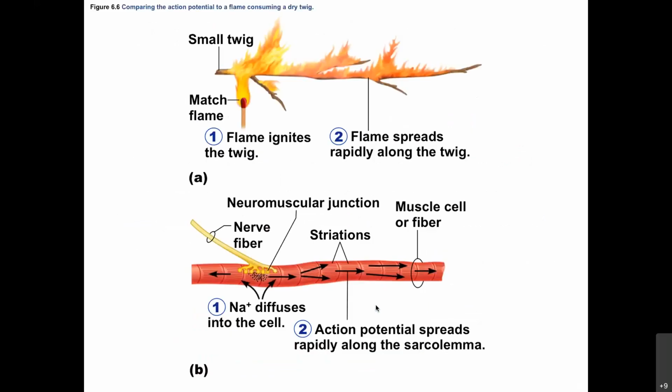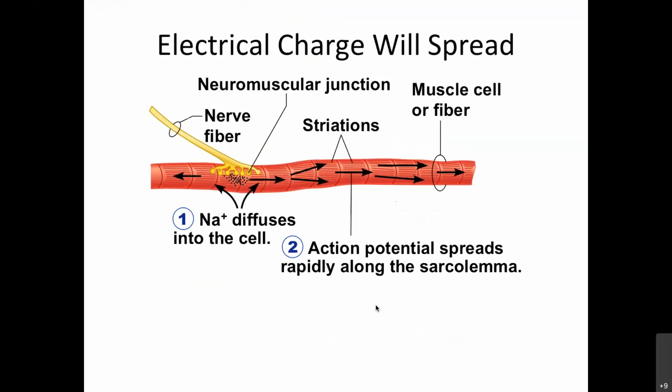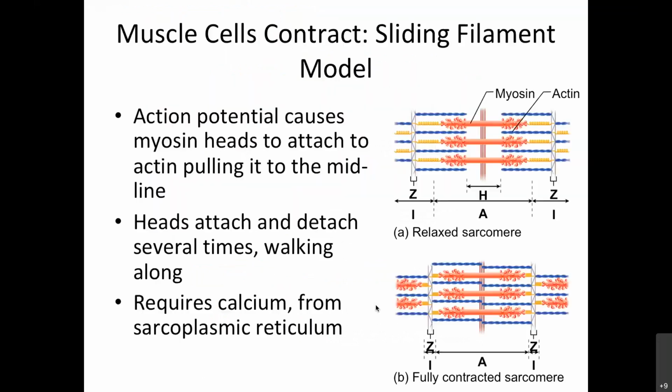Again, that action potential will spread down the muscle fiber. So where the motor neuron is, that's where the signal will start, that wave of positive charge, and it will move down the muscle cell. The electrical charge will spread. Now, what does that positive charge do? That positive charge causes the muscle to contract. And how does the muscle contract? The muscle contracts via the sliding filament model, where those actin fibers are going to come together.